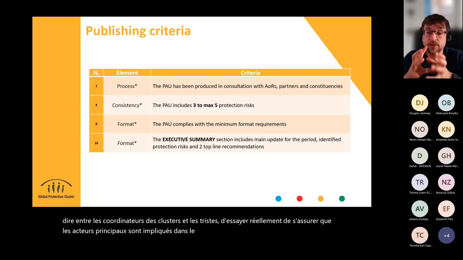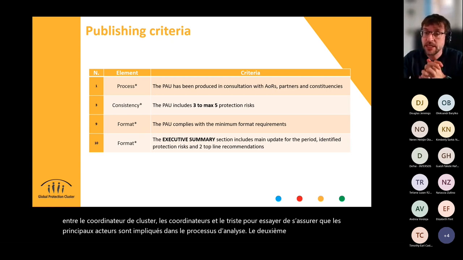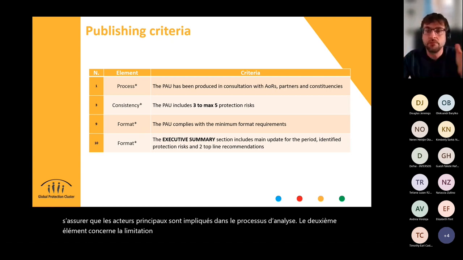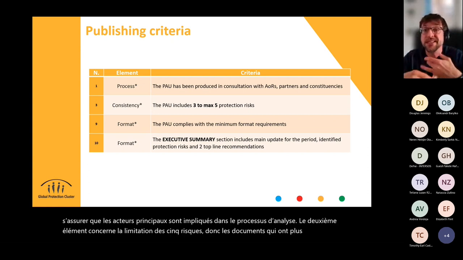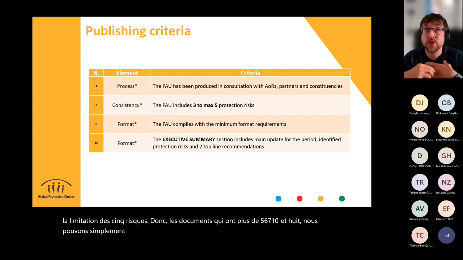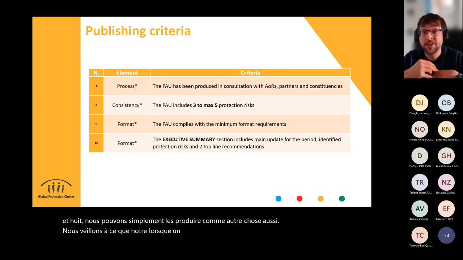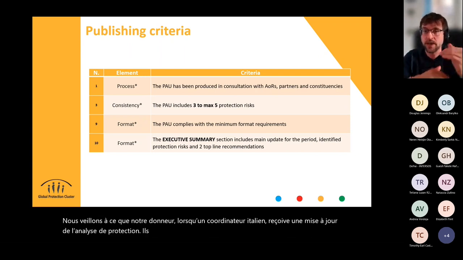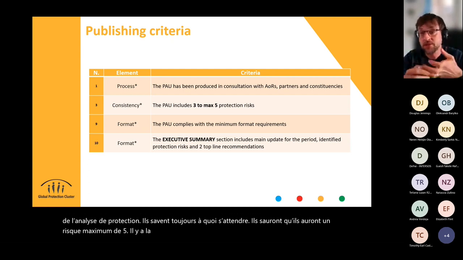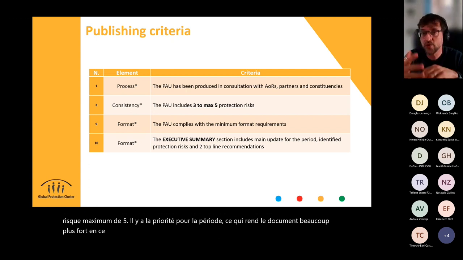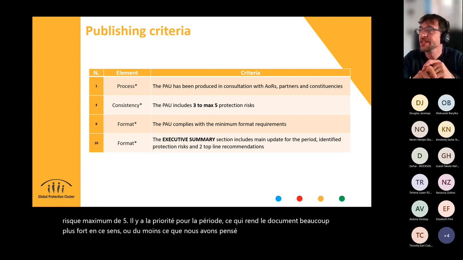The second element is about the limitation of the five risks. Documents that have more than 5, 6, 7, 8, 10 risks, we can just produce as something else. So we ensure that when a donor or a humanitarian coordinator receives a protection analysis update, they always know what to expect. They will know that there were a maximum of five risks that are the priority for the period. So it makes the document much stronger in that sense, or at least that is what we've been thinking in the consultation we've been doing over the last 3 months.